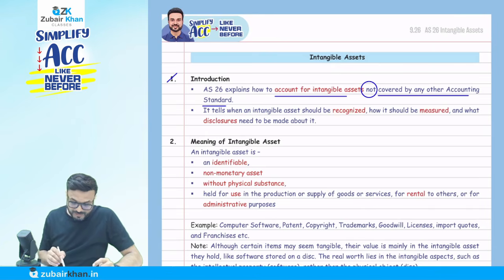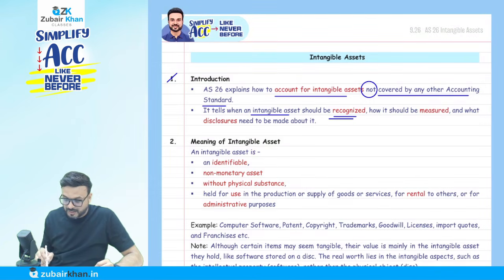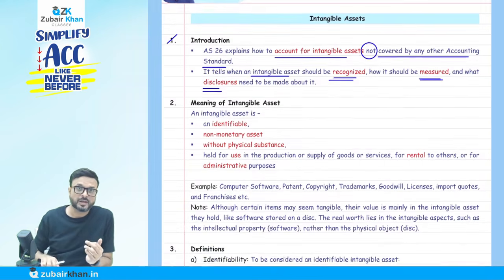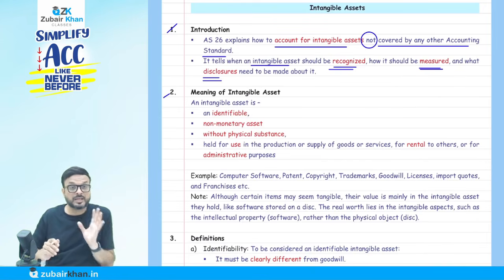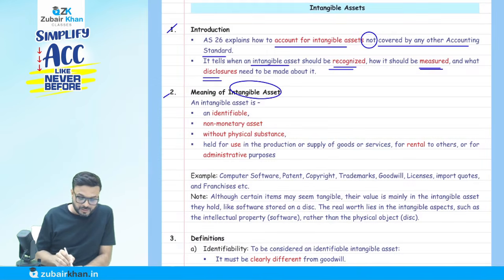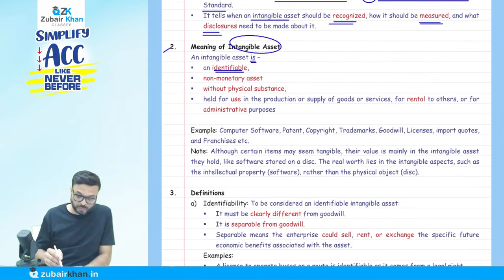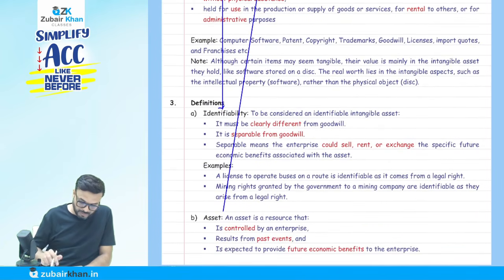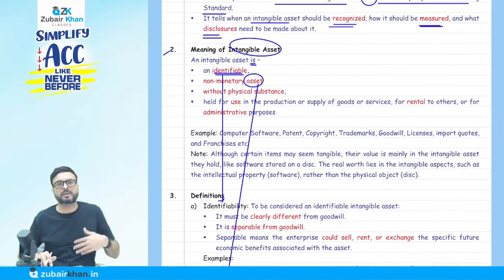It tells when an intangible asset should be recognized, how it should be measured, and what disclosure. So they talk about the intangible asset recognition, measurement and disclosure. Now the first part is we are going to discuss the meaning of intangible asset. What do you mean by intangible asset, which is important. So they say intangible asset is an identifiable. Now the question arises, what do you mean by identifiable? We'll discuss that. Then it's a non-monetary asset. Now the question arises, what do you mean by non-monetary asset? We will discuss about the asset.